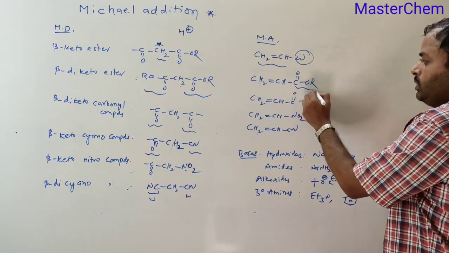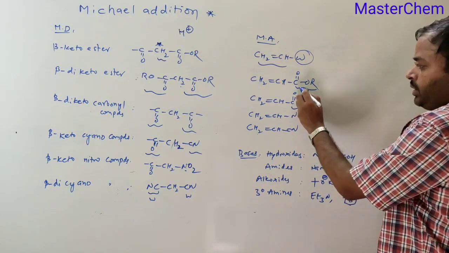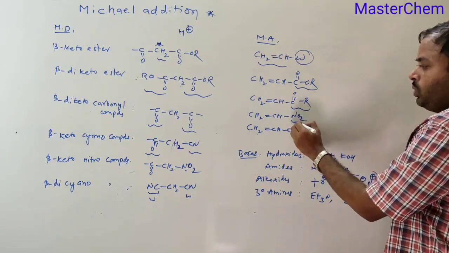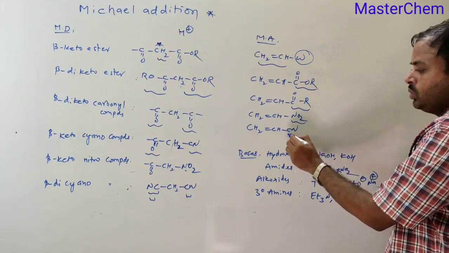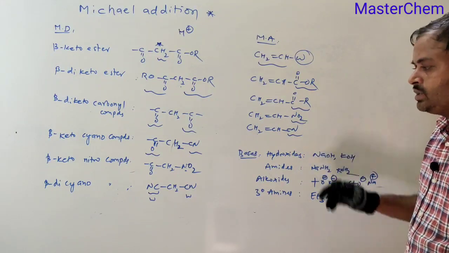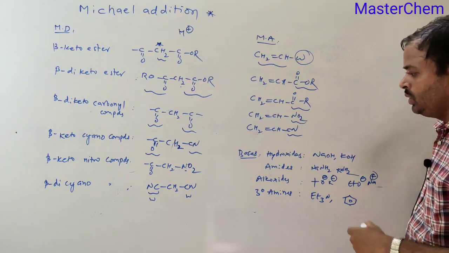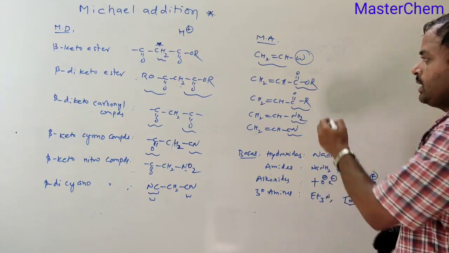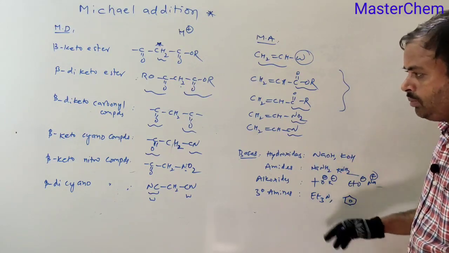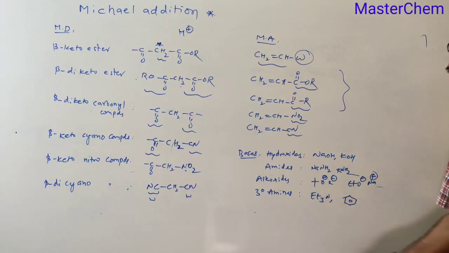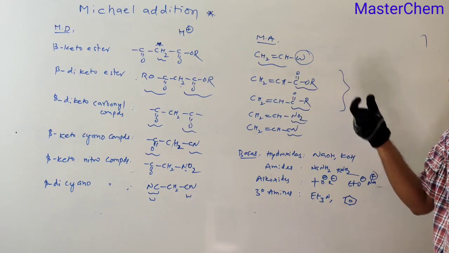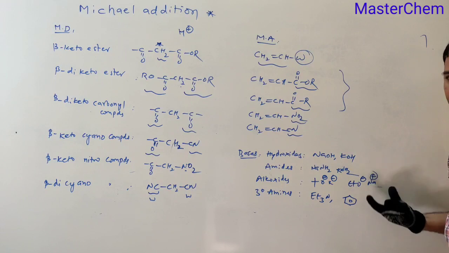Examples for electron withdrawing groups, what are they? C double bond O, OR, COR, NO2, CN. These are the examples for withdrawing groups. That's why these act as Michael acceptors. And in presence of bases, Michael donor and Michael acceptor join together to form Michael adduct.